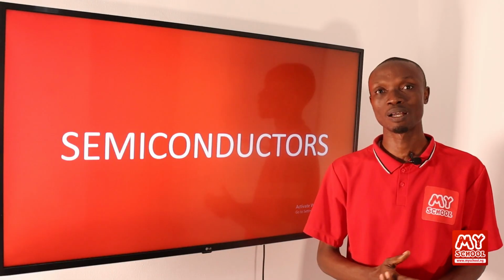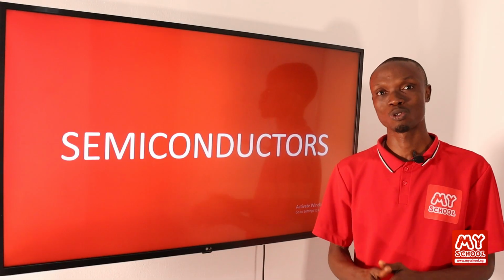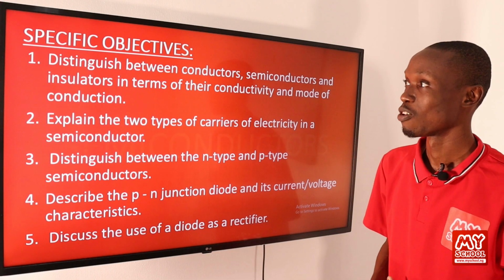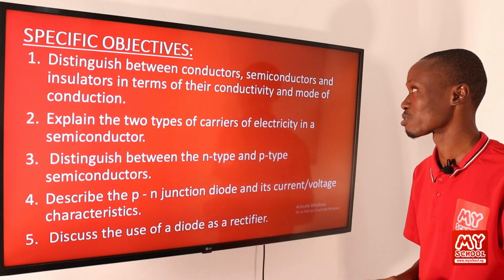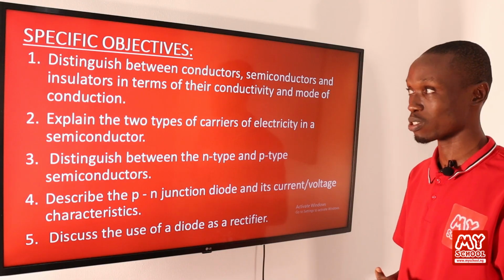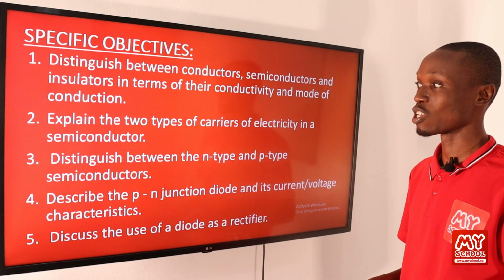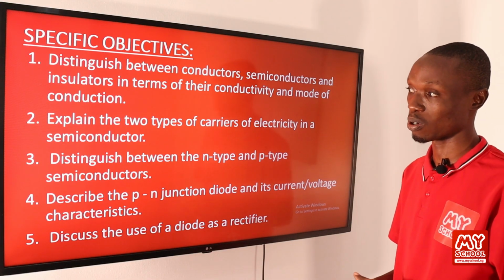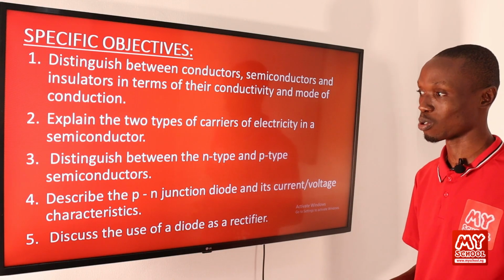Like I said earlier, in this video we are going to be learning about semiconductors. But before we begin with our lesson, let's quickly run through the objectives for today's video lesson. Objective 1, distinguish between conductors, semiconductors and insulators in terms of their conductivity and mode of conduction. 2, explain the two types of carriers of electricity in a semiconductor. 3, distinguish between the N-type and P-type semiconductors.